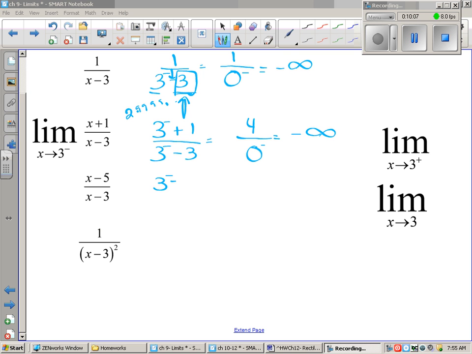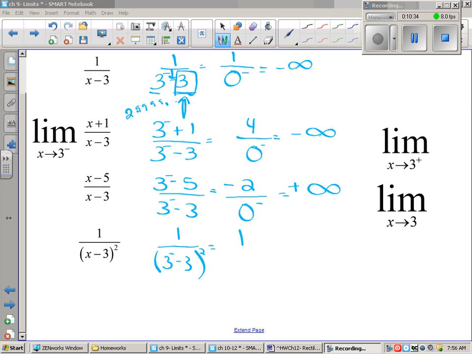3 minus minus 5 over 3 minus minus 3. And again, we'd have negative 2. And on the bottom, you'd have 0 on the minus side. So again, we know it's infinity. Is it positive infinity or negative infinity? My hope to you is you recognize the sign rule. We've got a negative 2 and a 0 on the minus side, which means this is going to be positive infinity. Last but not least, you have 1 over, and we'd have 3 minus minus 3 squared.